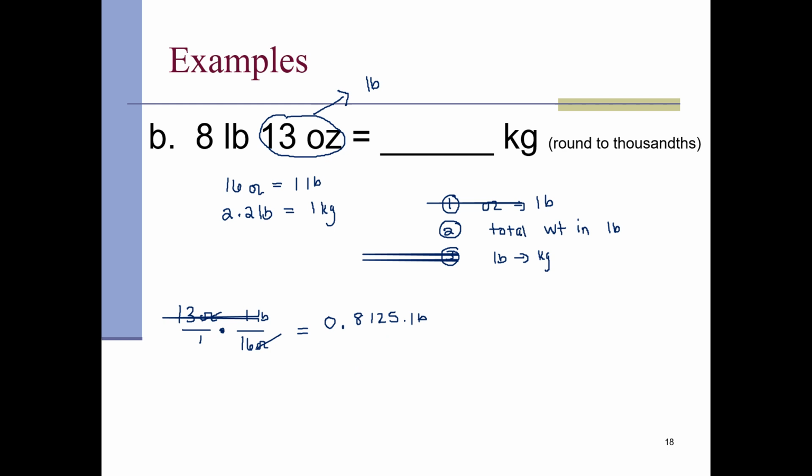So my next step, strategy-wise, is to get the total weight. So this is the decimal for the ounces. And in addition to that, the child did weigh 8 whole pounds. So adding those together, I have a total weight of 8.8125 pounds as the total weight for this child.